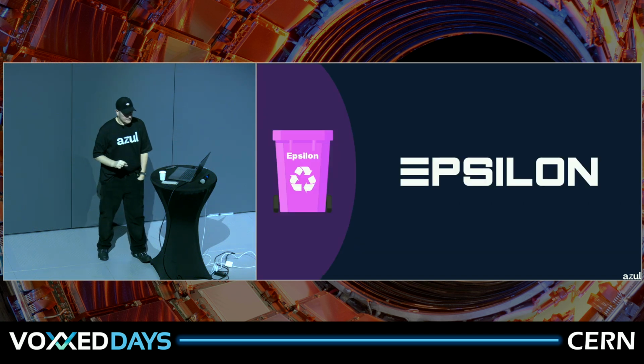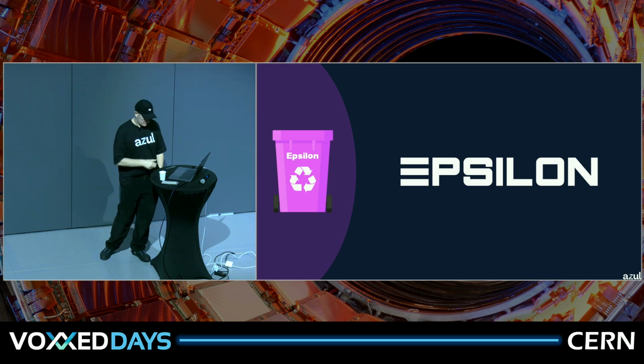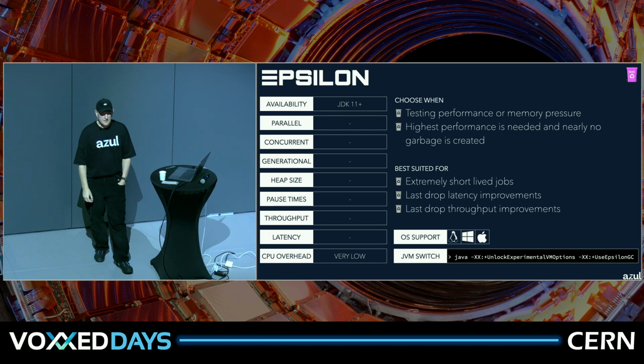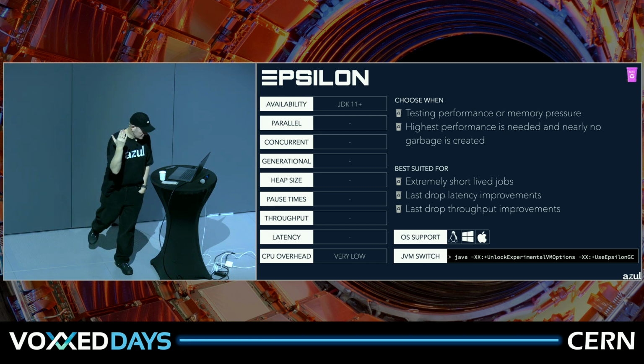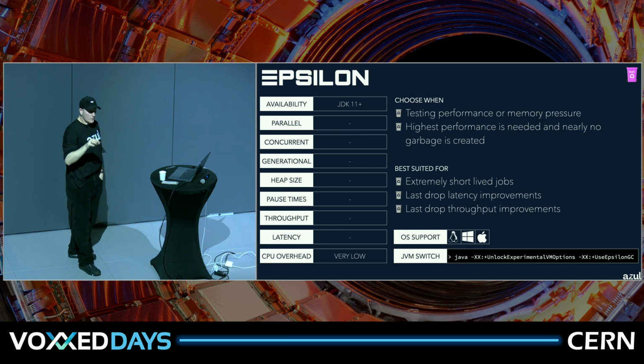Next one, one of my favorites, Epsilon. Who heard about Epsilon? No one? It's the no-collector collector. It's not a garbage collector, but it is. You can use it with the switches on the lower right side, and you won't have any garbage collection in your application. Sounds awesome, right? That means you run out of memory like this, right?